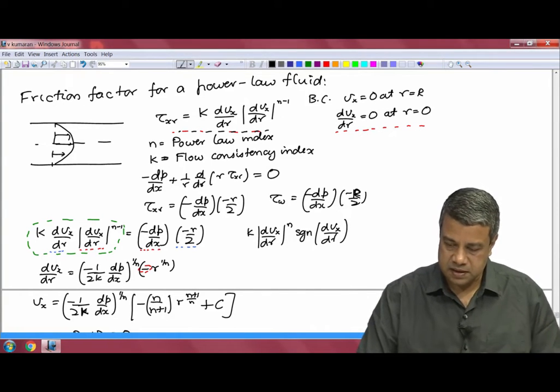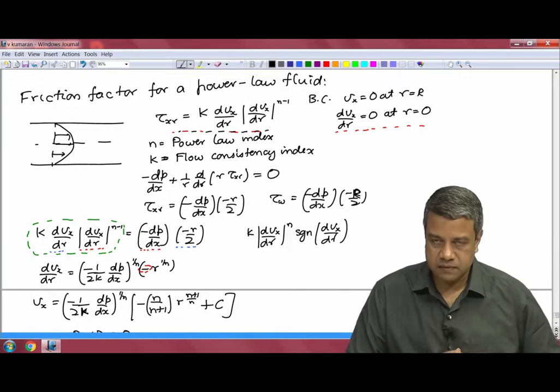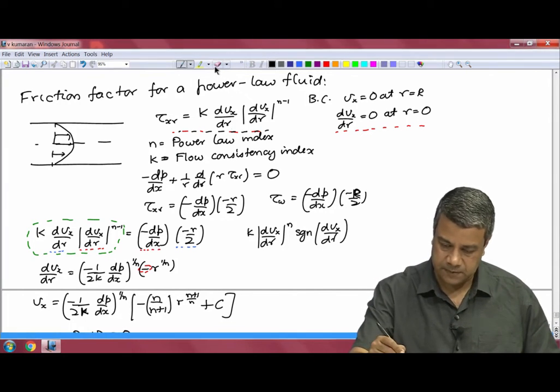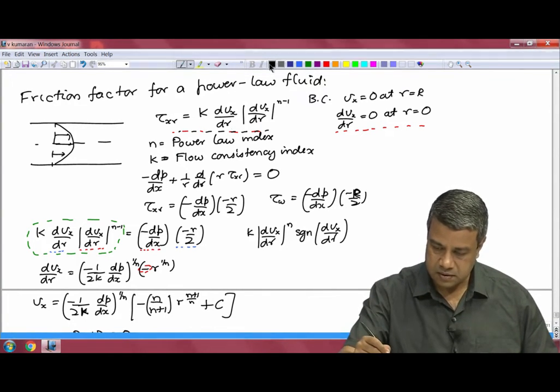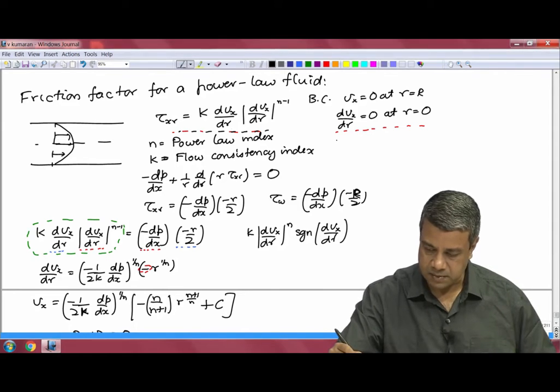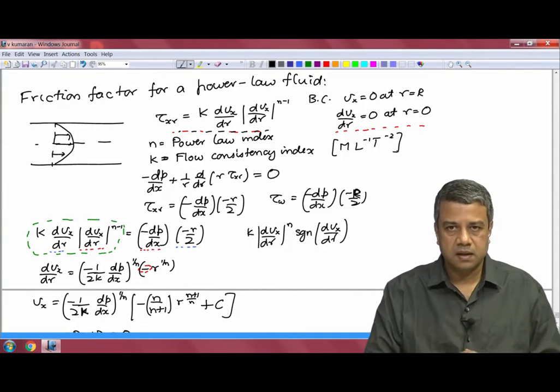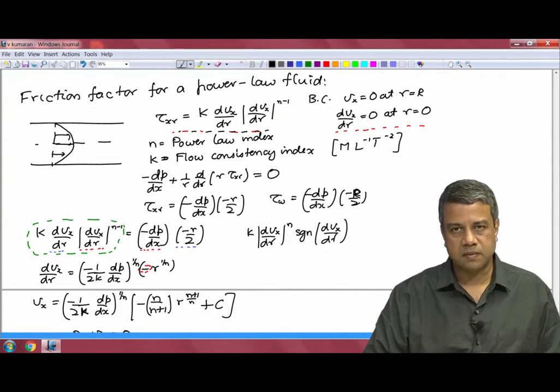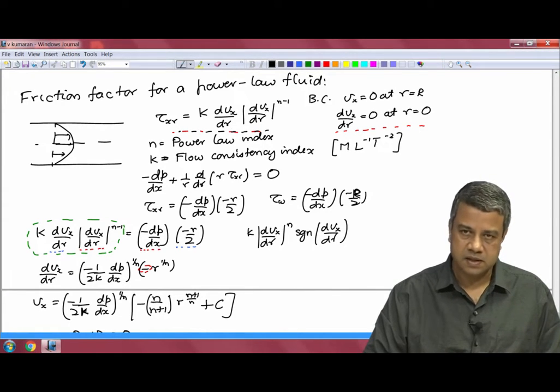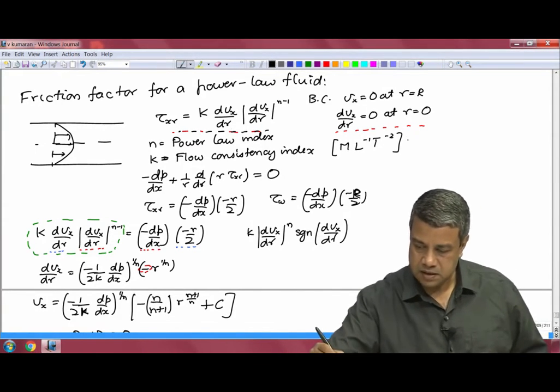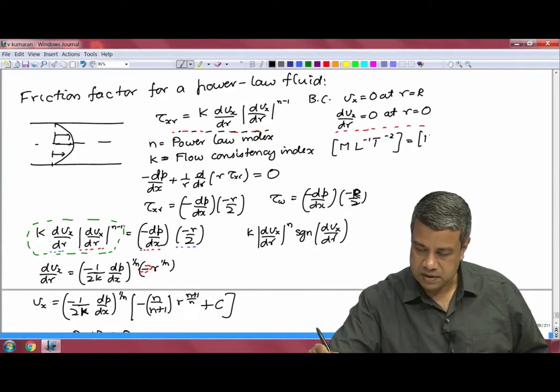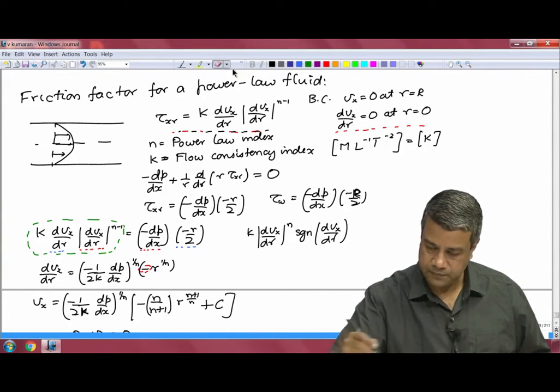Before we proceed, let us just examine what is the dimension of this flow consistency index. The dimension on the left side is the dimension of the stress, mass, length inverse, t power minus 2. That is the dimension of the stress, m L inverse t power minus 2. Force per unit area, force is mass times acceleration. This has to be equal to the dimension of the flow consistency index.